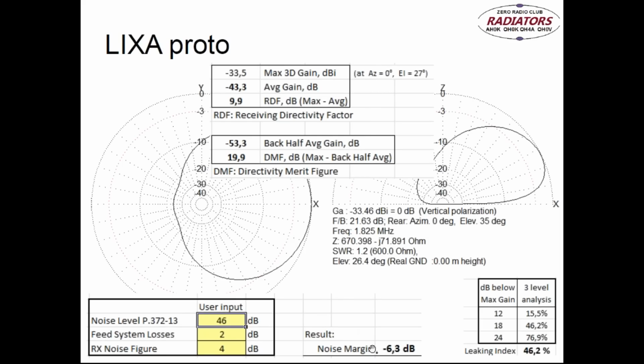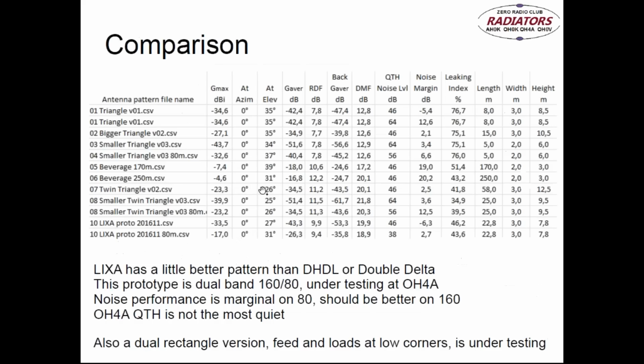pattern, and the noise margin would be minus 6.3 decibels if I would be somewhere in a quiet rural location. But I'm somewhere in between, let's say, rural and quiet rural. So my noise level is somewhere around 50 or a little bit above that. So my noise margin with this antenna is close to zero. Leaking index is back up a little bit, more than 45%. The RDF is just short of 10, and the DMF is 20. So this has a little bit better pattern than these two antennas, and I have been testing with this, and I have been happy with this antenna. And I have another version, like a rectangle version of this double triangle construction.